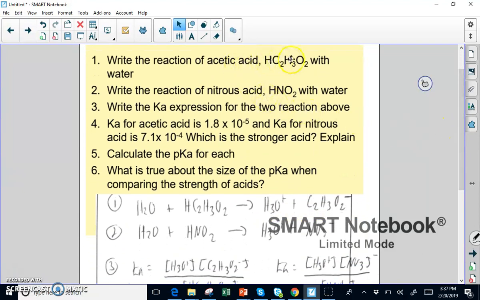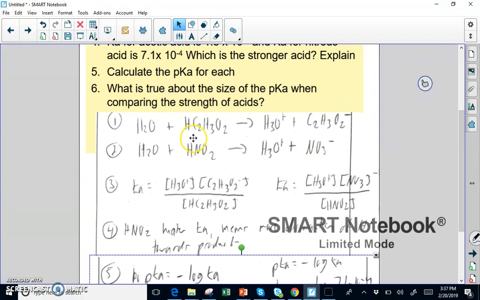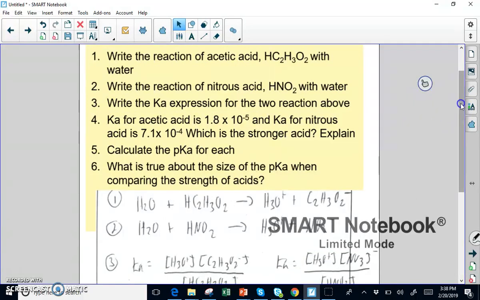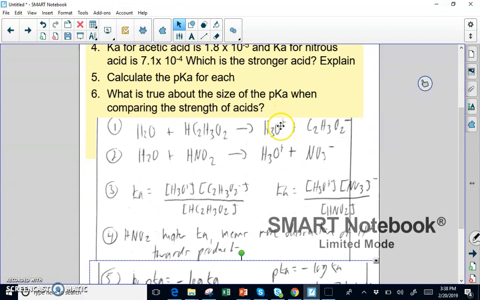So it says, write the reaction of acetic acid with water. So here we have water, and here we have acetic acid. Acetic acid is acting like an acid, so it's going to lose its H+, and water becomes a hydronium ion. And this is the acid without the H+, and it now has a minus charge because it lost a positive proton. This is the reaction with nitrous acid, same thing, with water. This loses its proton, and this becomes H3O+, and since this lost its proton, it becomes NO2, and now it has a -1 charge.